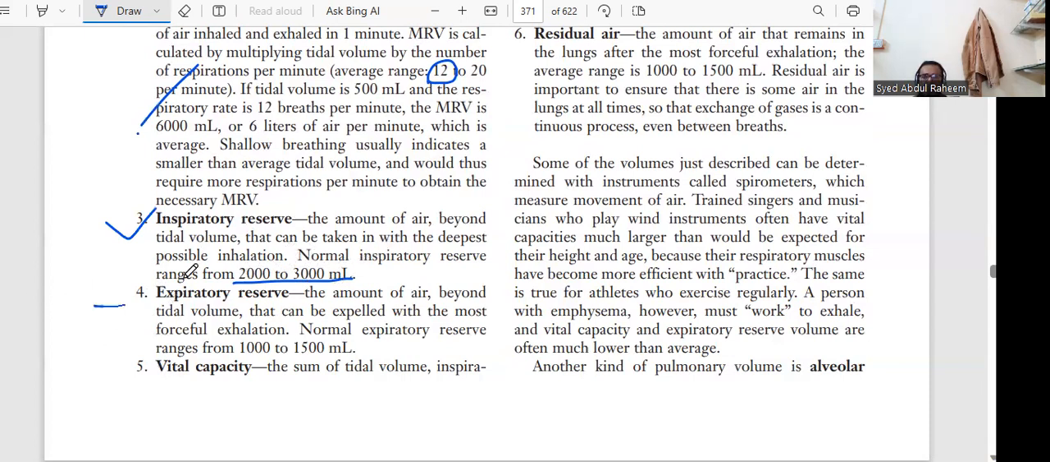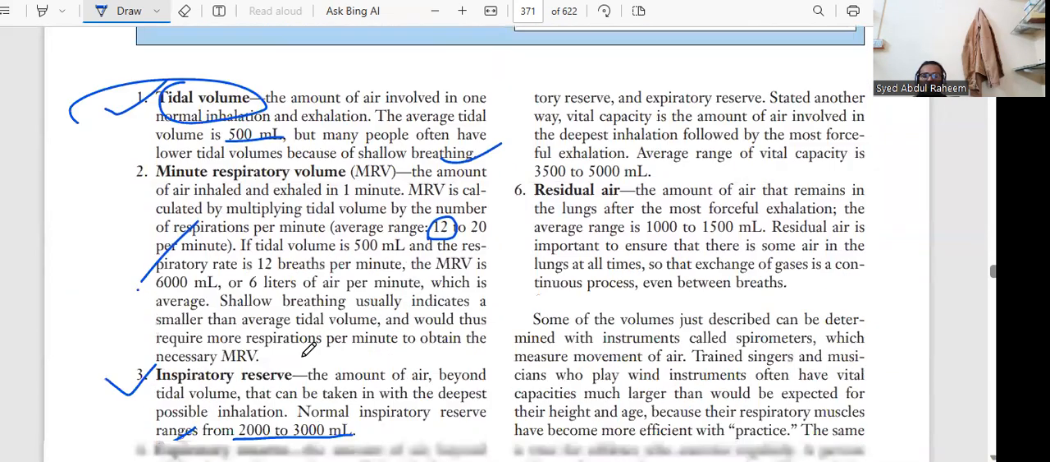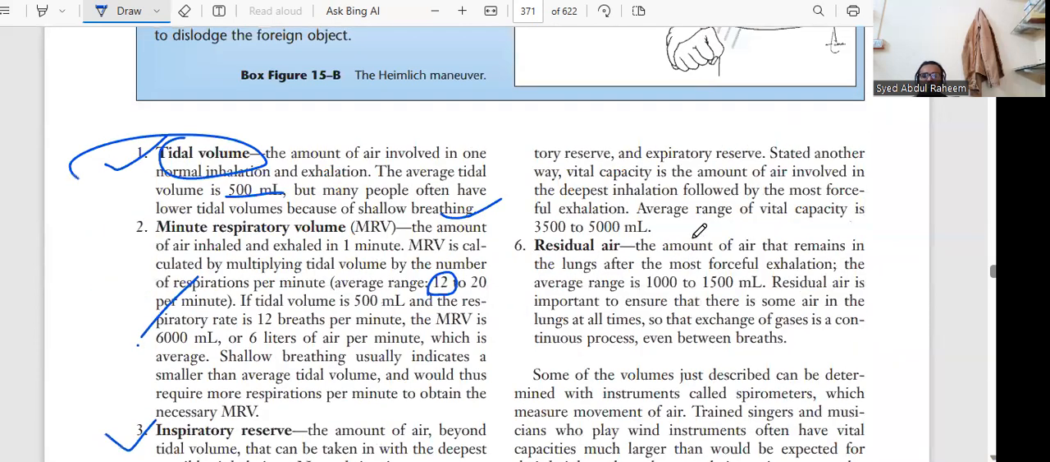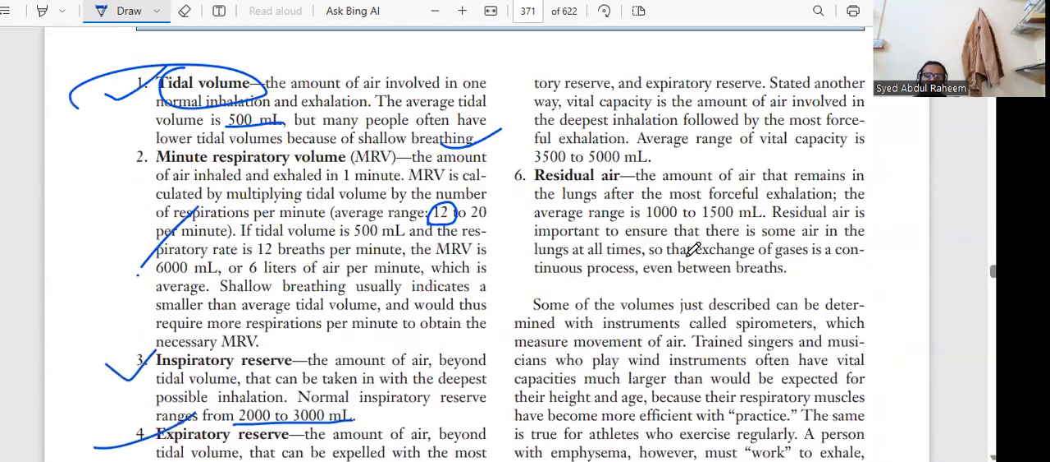Likewise, expiratory reserve also. So what is vital capacity? More important is tidal volume. Vital capacity is the sum of tidal volume, inspiratory reserve, and expiratory reserve. Stated another way, vital capacity is the maximum amount of air involved in the deepest inhalation and exhalation. Vital capacity is not that much important.